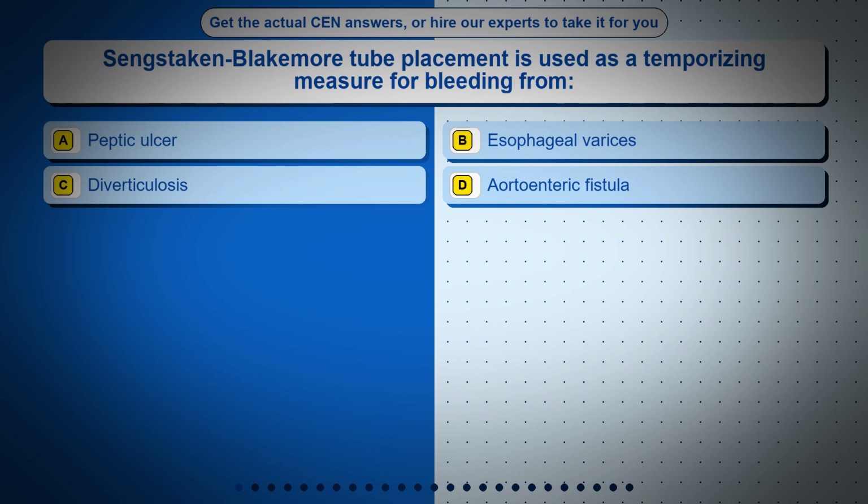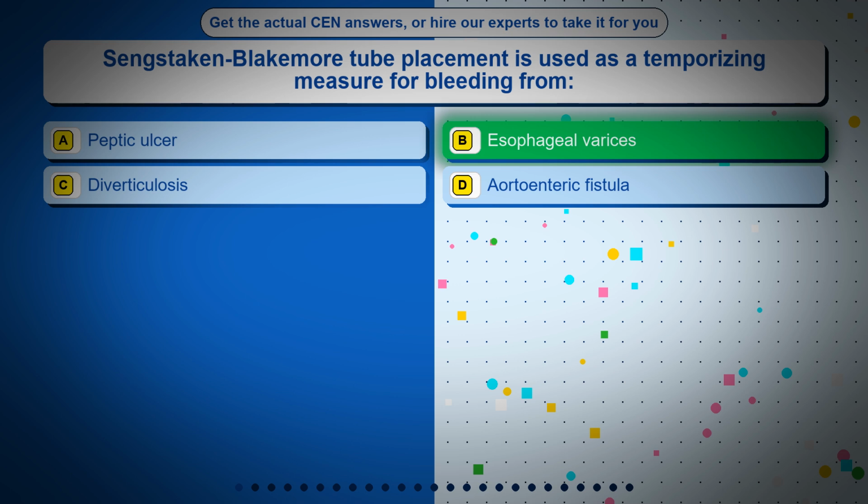Question 1. CEN tube placement is used as a temporizing measure for bleeding from Option A. Peptic ulcer. Option B. Esophageal varices. Option C. Diverticulosis. Option D. Aortoenteric fistula. The correct answer is Option B.